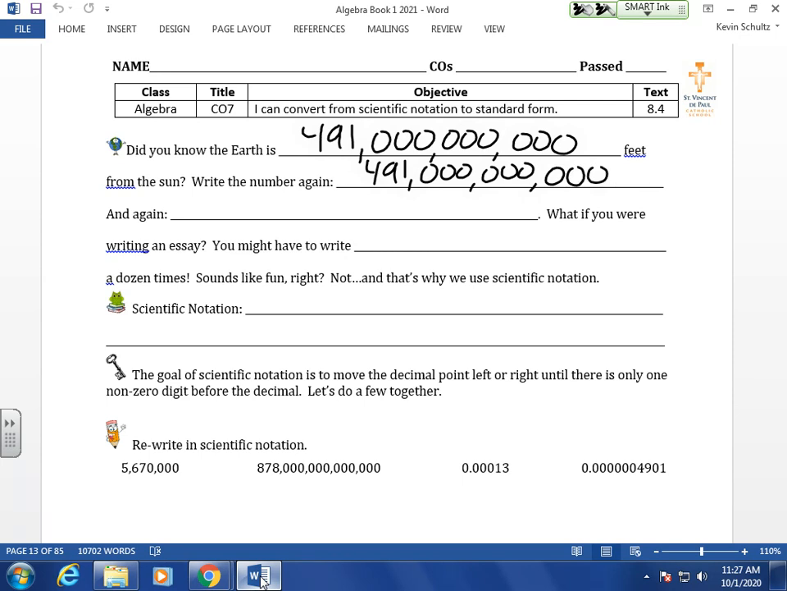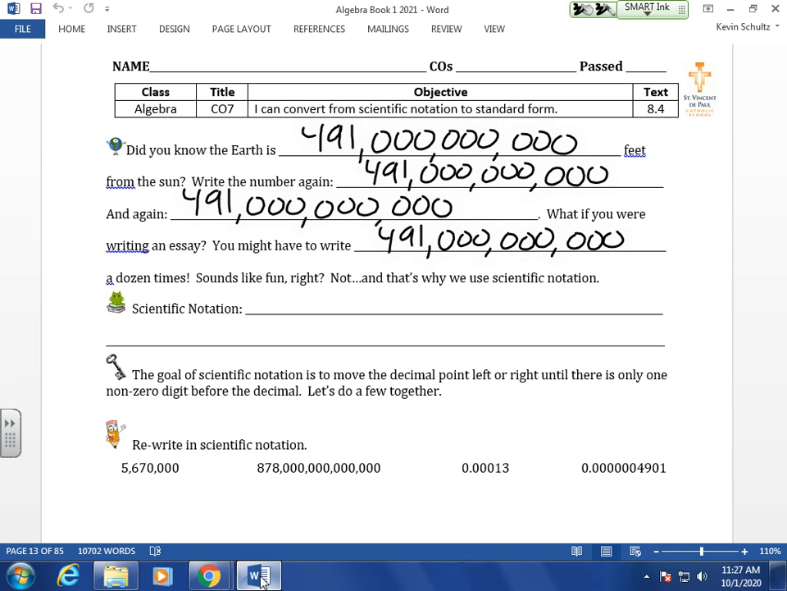If you were writing an essay, you might have to write 491 billion, something like 491 billion times, right? And that can get kind of old, okay? Reading a scientific paper or an essay that's just full of giant numbers gets old in a hurry. So scientific notation is a way to kind of shorten this up a little bit.